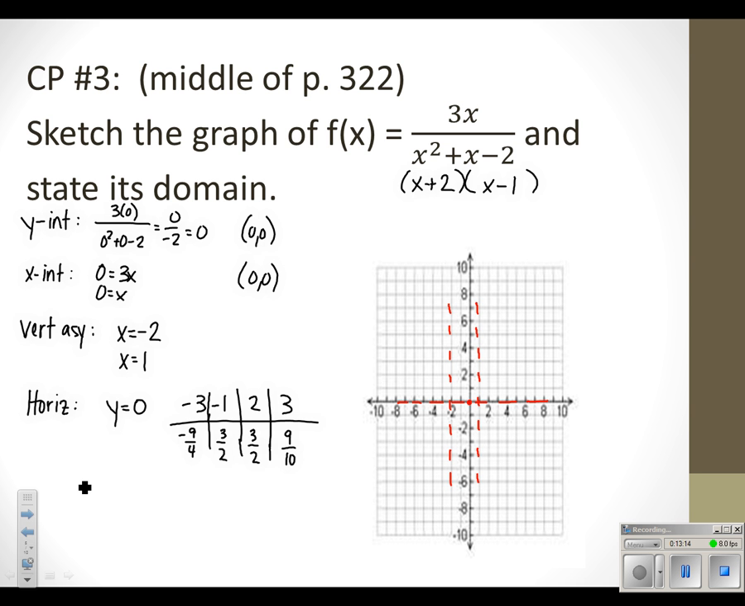All right, so let's plot a few more points. Negative 3 and negative 2 and 1/4, right about here. Negative 1 and 3/2. So at negative 1, 1.5. We also have a 2 with a 1.5. And we have 3 with almost 1.